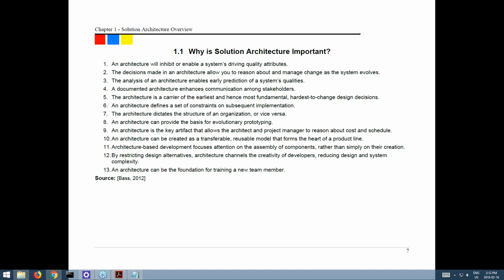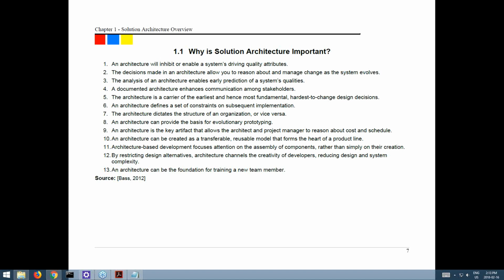Solution architecture, any architecture, often comes out of a dissatisfaction with the status quo. And so an architecture inhibits or enables the system's driving quality attributes. Is it up and running? Does it have the capacity to service all the requests that we need? Is it maintainable in the future? If I run into a bug, can I find out what happened? That's a question of inspectability and administrability. The decisions made in the architecture allow you to reason about and manage change as the system evolves.